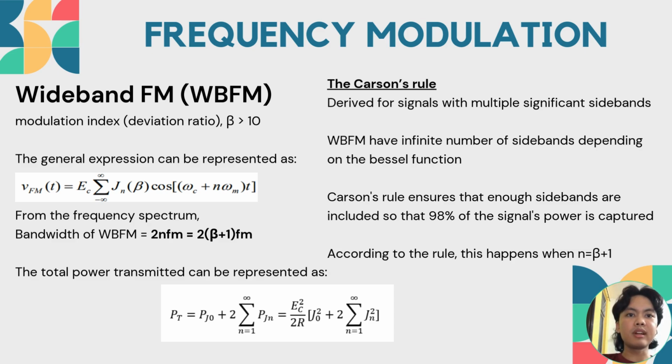Therefore, this rule ensures that there are enough sidebands included so that 98% of the signal's power can be transmitted. According to this rule, n is equal to beta plus 1, so the calculation for the bandwidth will be as shown here. The power transmitted in FM has the same concept as narrowband FM. It's just that the order of sidebands is no longer 1 and could be any other order of sidebands.